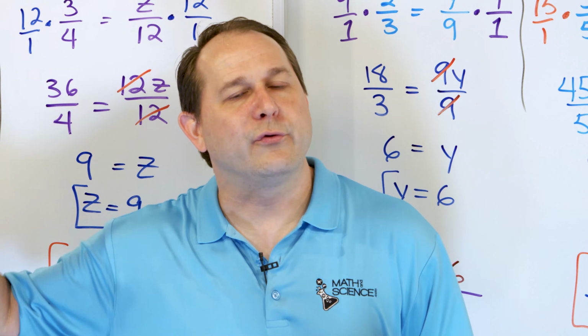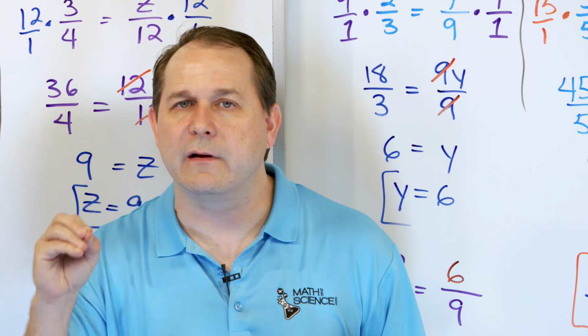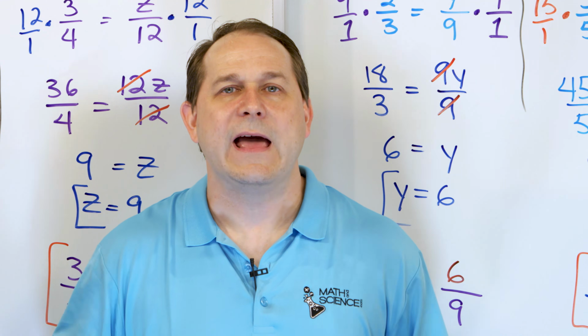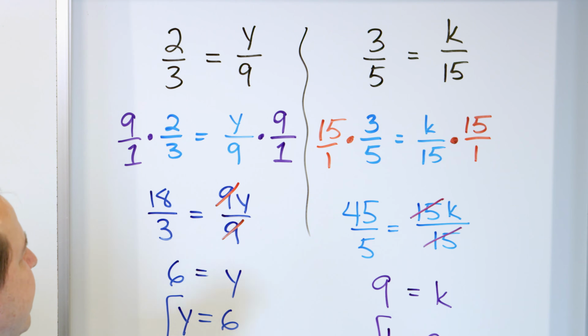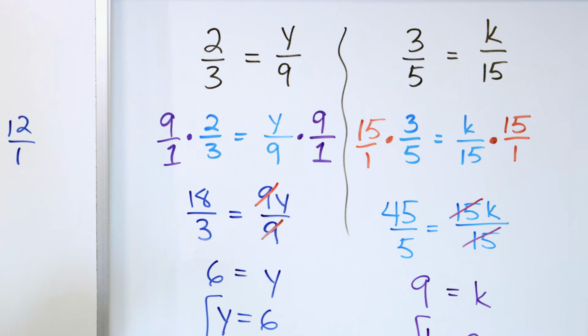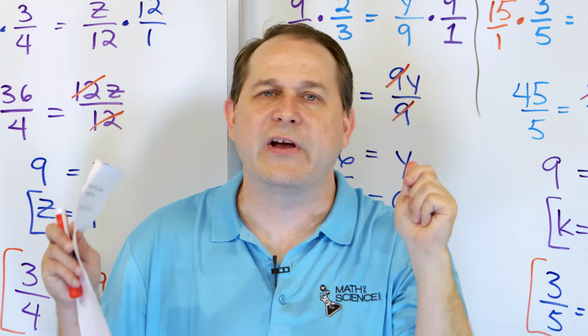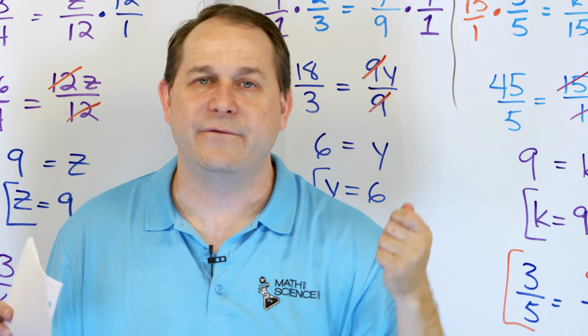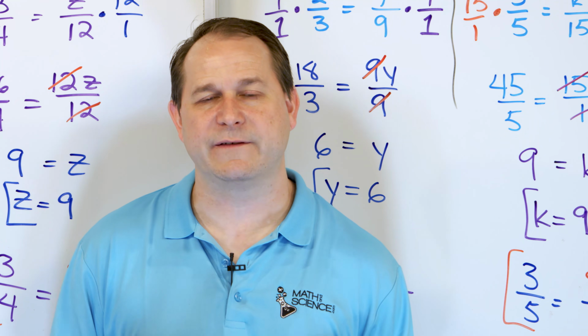So I'd like you to go through from the beginning. If it didn't quite make sense the first time, please watch again and get your pencil out and try to solve these yourself. Every time we're doing the same thing. Multiply by 9 to get this by itself. Multiply by 15 to get this by itself. Multiply by 12 to get this by itself. We're doing the same thing to both sides to get the letter, the variable, by itself. That's how we solve proportions. That's how we solve equations.